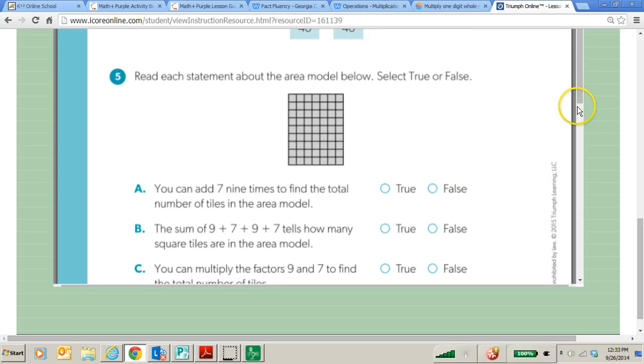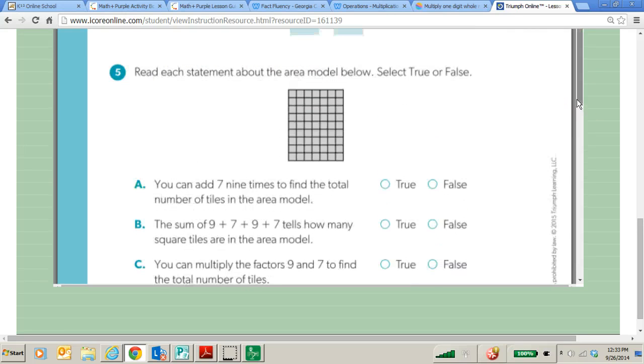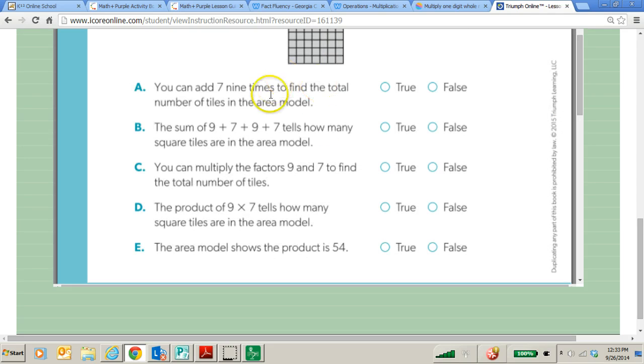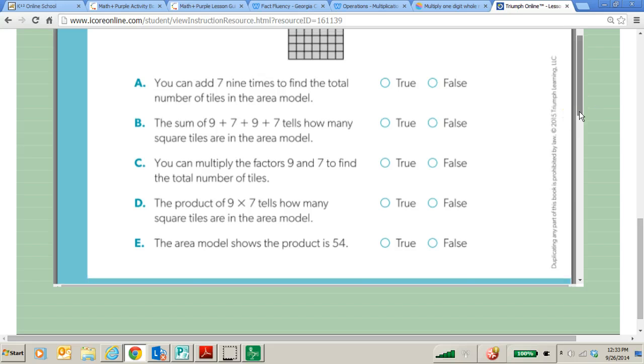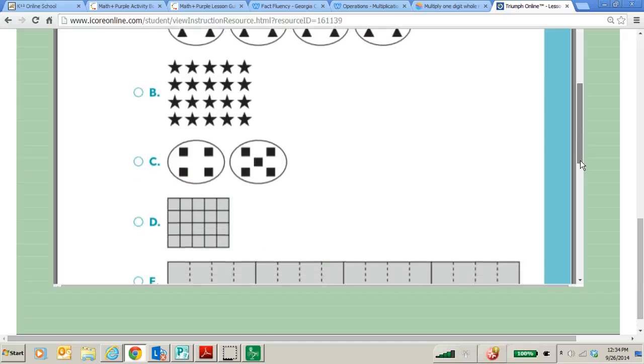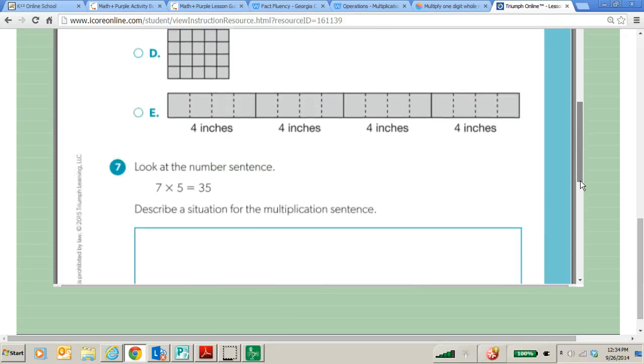Another type of possible questions are true-false. And it says read each statement about the area model, select true or false. And so right here we have 1, 2, 3, 4, 5, 6, 7, 8, 9 with 1, 2, 3, 4, 5, 6, 7 in each row. So we would determine which of these models is correct, and we would say true or false. And again, several of them may be true and several of them may be false. And again, here's models, which are excellent, and there's a variety of different models.